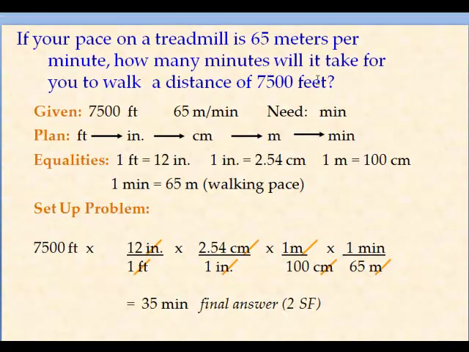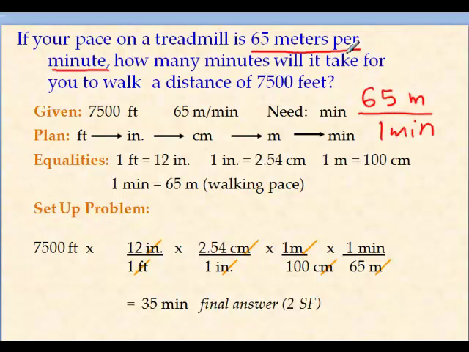If your pace on a treadmill is 65 meters per minute, how many minutes will it take for you to walk a distance of 7,500 feet? Now, this is a long one. So let's think it over. What are we trying to do over here? We have a statement that is 65 meters per minute. So this has to be expressed as a conversion factor. So that is a statement that can be written down. So we have 65 meters over a minute. So this is a conversion factor that I came up with from a statement.